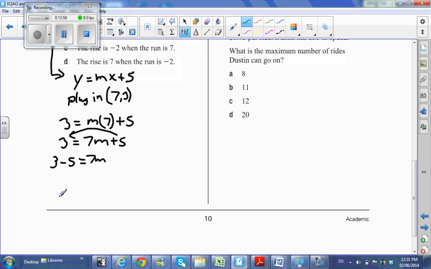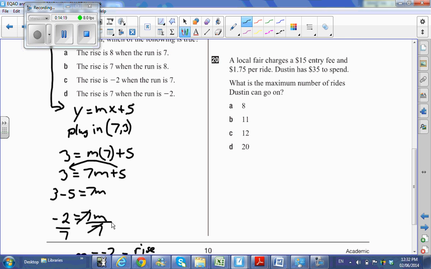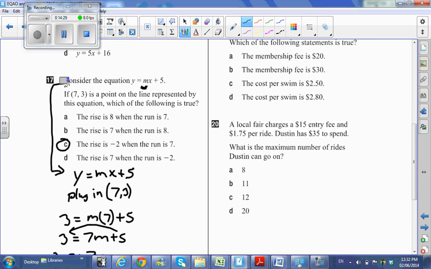So negative 2 equals 7m. Last thing I need to do is divide by 7, divide by 7. M equals negative 2 over 7. So I'm looking for a rise of negative 2 and a run of 7. Now they might actually say a rise of 2 and a run of negative 7, but I would imagine they have rise of negative 2, but let's go ahead and see. Yeah, the only one actually that has a rise of 2 anyway was C here, rise of negative 2 and a run of 7. Okay.